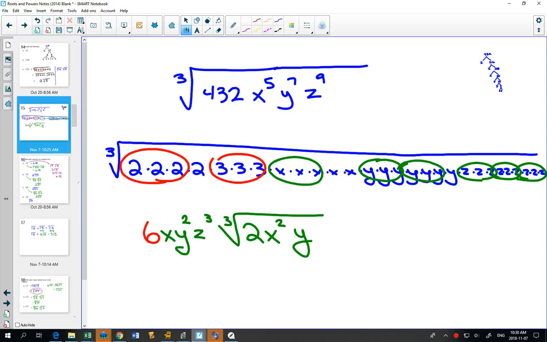And z to the 9, you can do the cube root of it perfectly. Does it make sense that z to the 9 is equal to z cubed times z cubed times z cubed? What's your exponent law for that? You add your exponents.